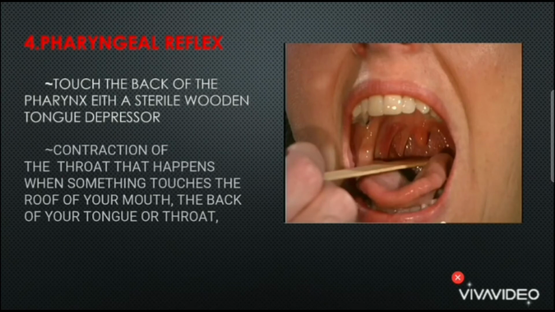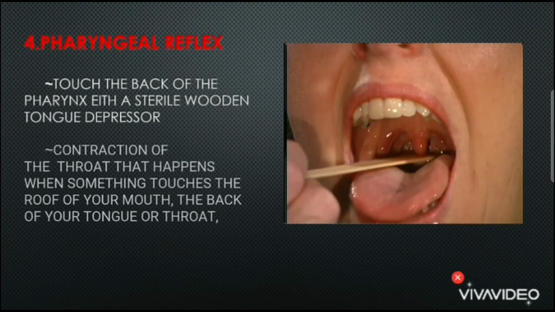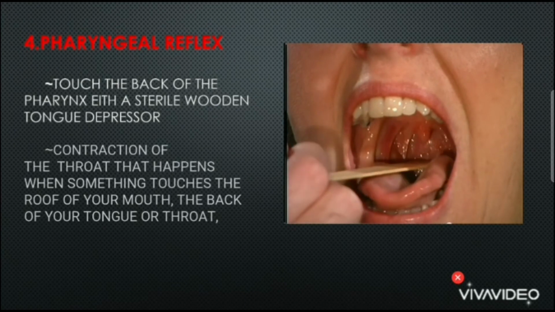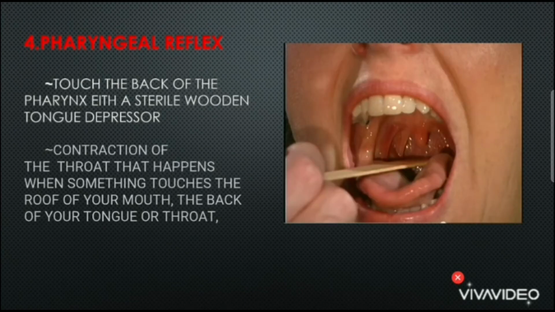Fourth is pharyngeal reflex. We have to touch the back of the pharynx with a sterile wooden tongue depressor, and as a result, there is a contraction of the throat. That happens when something touches the roof of your mouth, the back of your tongue, or throat.